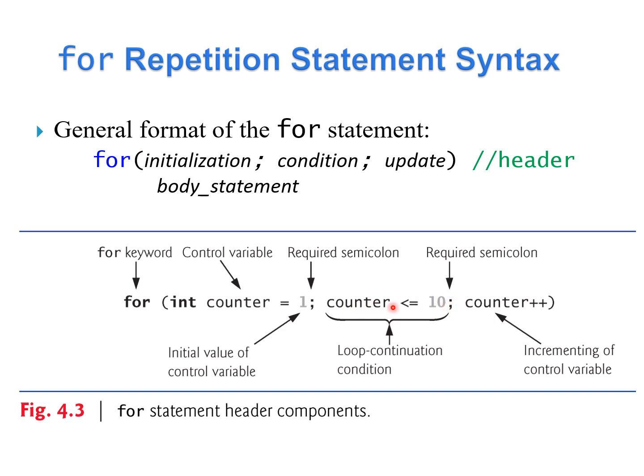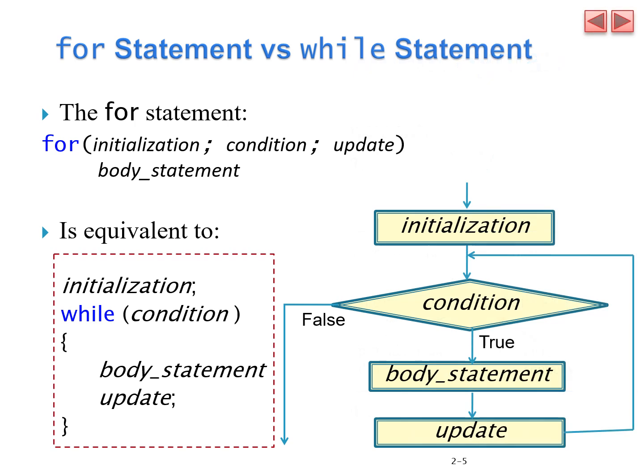If the loop continuation condition is initially false, the program does not execute the for statement's body. Instead, execution proceeds with the statement following the for. Note that every for loop can be rewritten as a while loop. In particular, the general syntax of the for statement is equivalent to this while loop, with the initialization being placed right before the while statement, and the update is placed at the end of the body of the while statement.